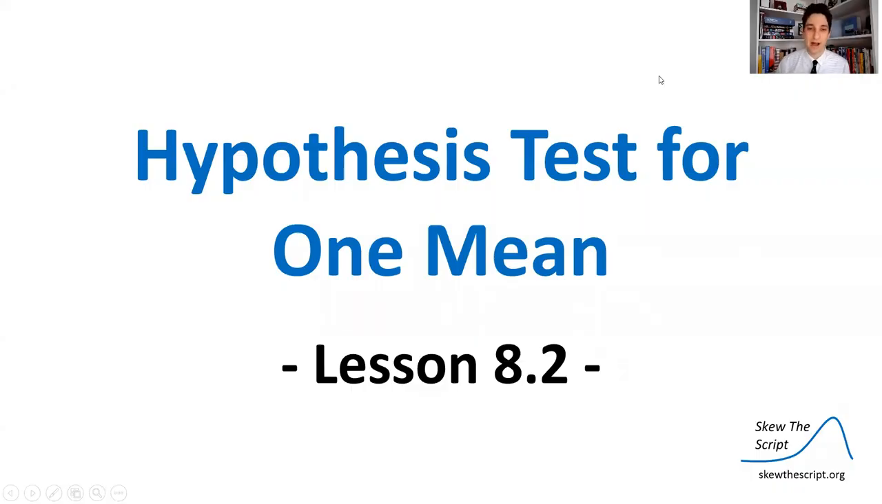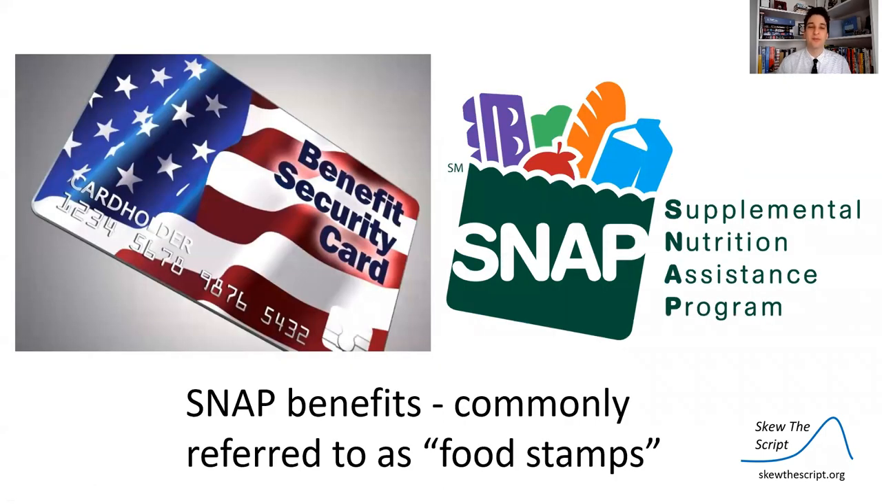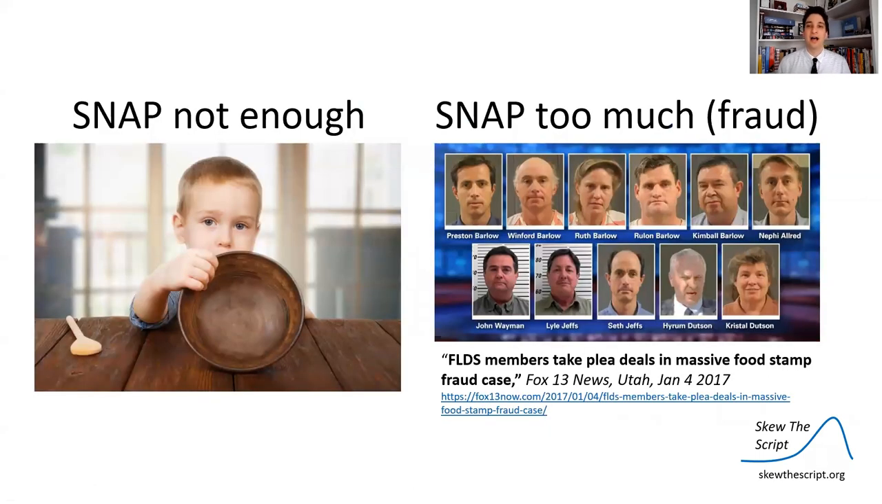Today's lesson is on the hypothesis test for one mean. This is lesson 8.2 in our course sequence. Specifically, today we're going to be talking about SNAP benefits, the Supplemental Nutrition Assistance Program that is often referred to as food stamps. Some argue that SNAP does not provide enough to families in need and people still go hungry with food stamps. Others say that SNAP might be too much. It's wasteful government spending and people use it for fraudulent purposes. This is from a famous case of SNAP fraud in Utah.